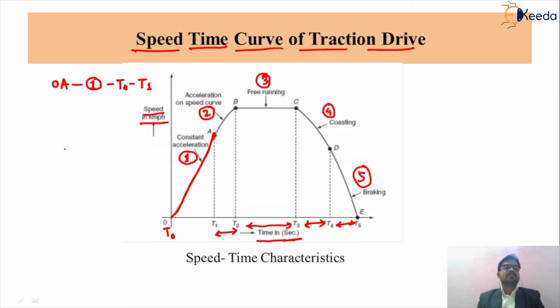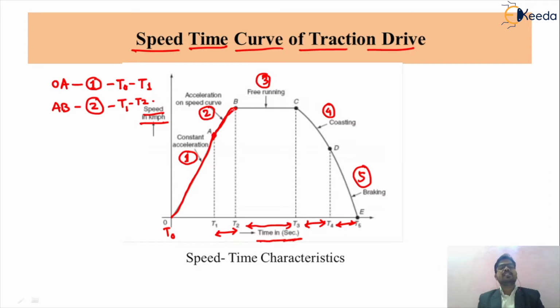Friends, after that there is a period called acceleration on the speed curve. This is the period AB, represented by the acceleration for the time duration t1 to t2. What will happen in that duration of the curve? In that duration, the motor accelerates and attains a constant speed.